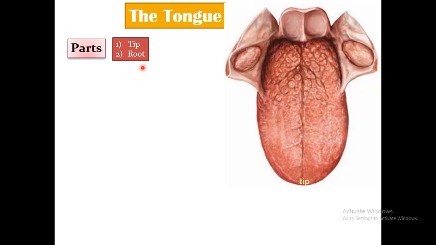So we have the tip at the anterior end, and the root, the site of attachment to the floor of the mouth. We have surfaces of the tongue. How many surfaces? We have two surfaces: upper surface and lower surface.